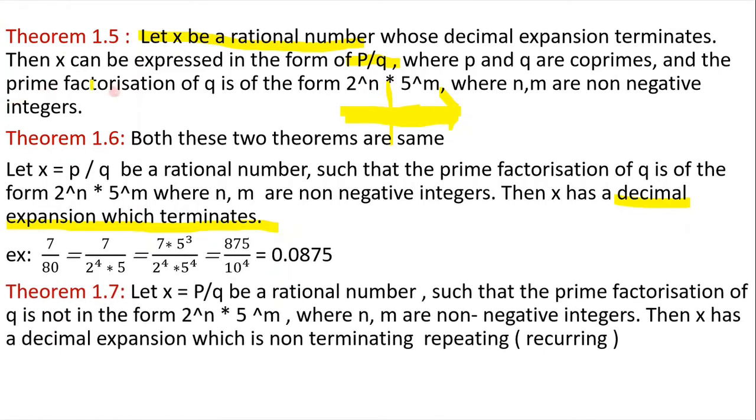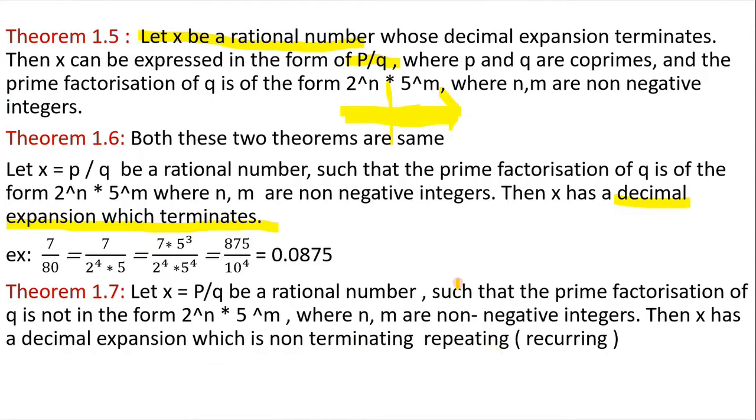Let x is equal to p by q be a rational number such that the prime factorization of q is not in the form of 2 power n into 5 power m, where n, m are non-negative integers, then x has a decimal expansion which is non-terminating repeating or recurring.